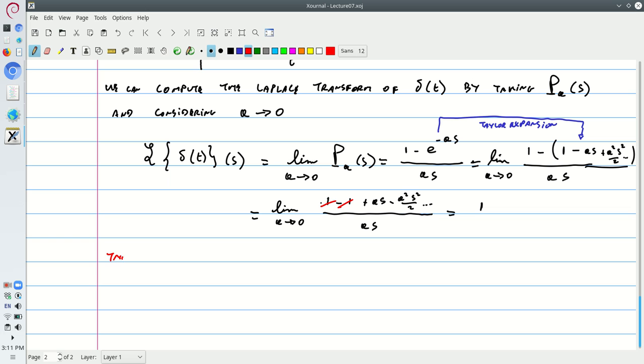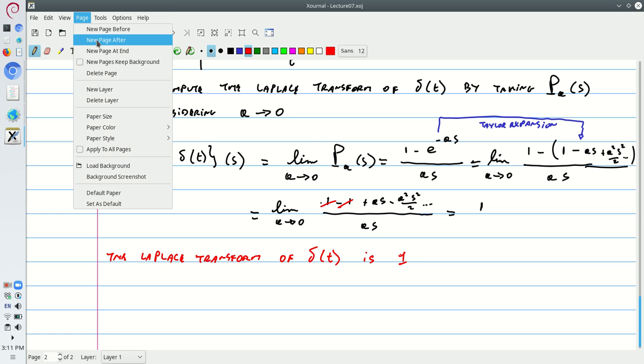The Laplace transform of the Dirac delta is simply 1. Is a function that is equal to 1 for every s. Okay, and so this is another interesting result that we simply obtain by a limit in this case.